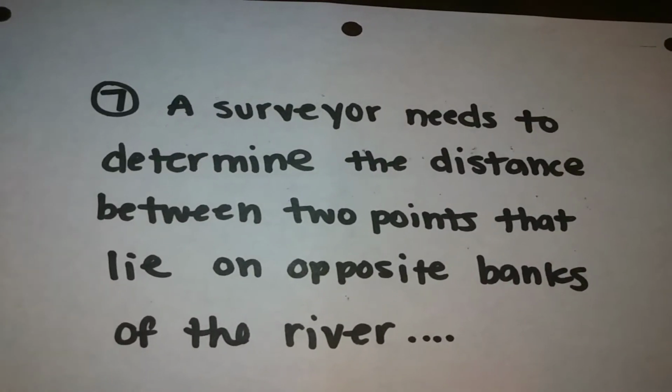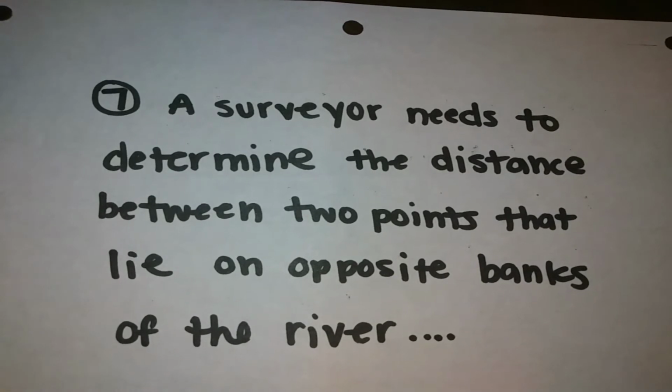Okay, so we're halfway through the review. For this one, question 7 says, a surveyor needs to determine the distance between 2 points that lie on opposite banks of the river.